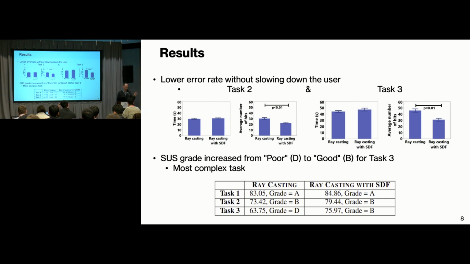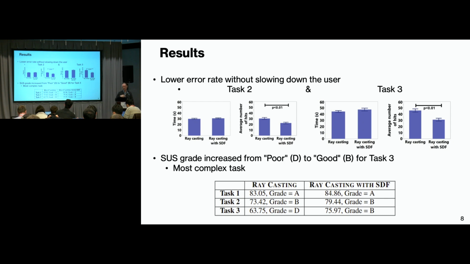For brevity, I'm only talking about significant results. We observe a lower error rate without slowing down the users for task 2 and 3. For task 1, we basically have no results. The task is basically too easy, if you wish. But what we do see is clearly that with the signed distance field for more complicated tasks, it clearly reduces the number of errors and also the number of hits, right, that we're using.